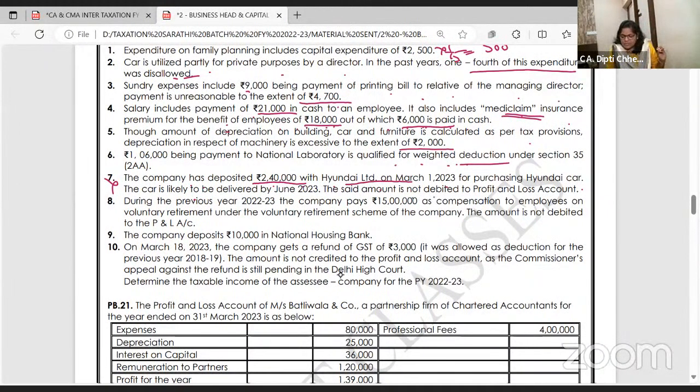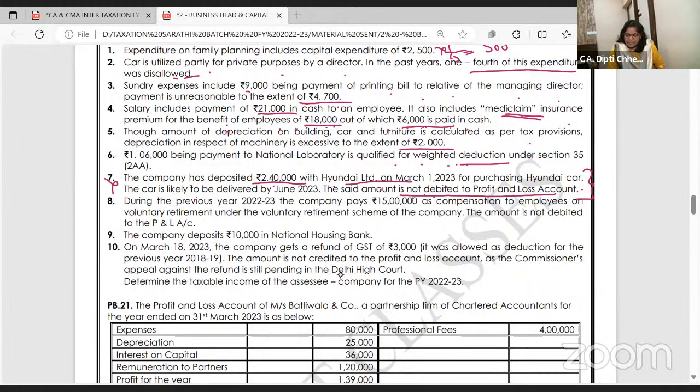And this amount is not debited in P&L. If you pay advance for purchase of car, you have to write it on the asset side, under sundry debtors. Why should you debit in the P&L account? It's not your expense. When the car comes, depreciation will be expense. So nothing to do for this adjustment. This is just a deposit.